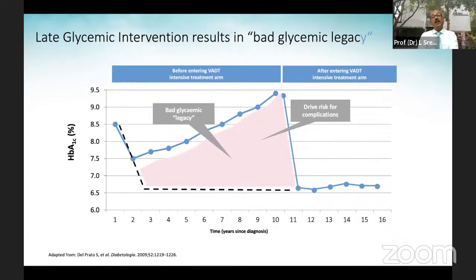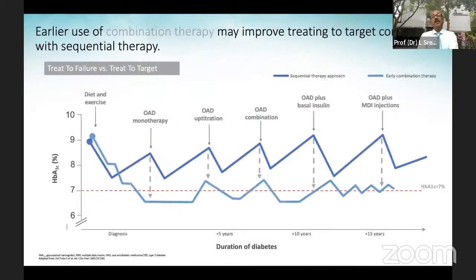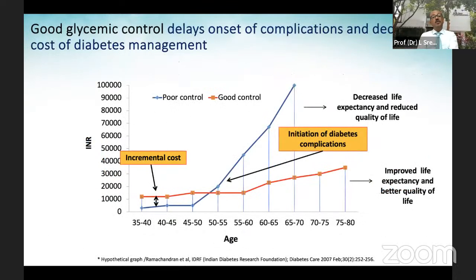So the bad glycemic legacy will result. For example, patients with A1C beyond 7% not receiving intensification within 1 year can end up with MI 67% of the time, stroke 51%, heart failure 64%, composite CV endpoint 62%. This is what happens when you do not intensify the treatment if you see somebody's A1C beyond 7%. So this is the typical conventional therapy which we should overcome.